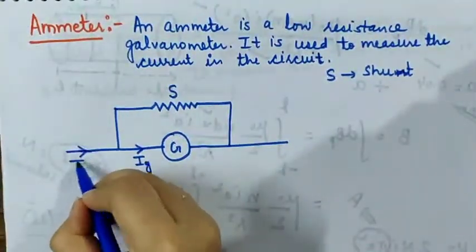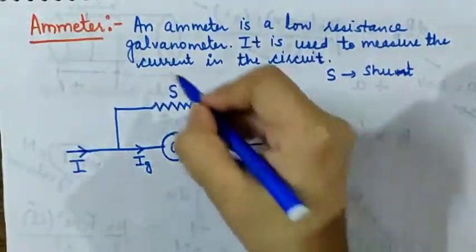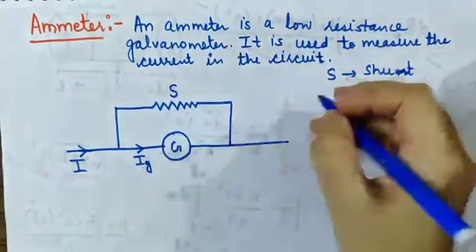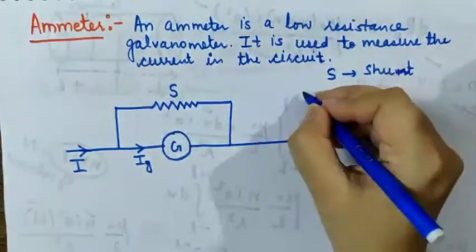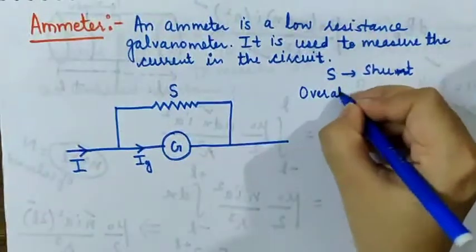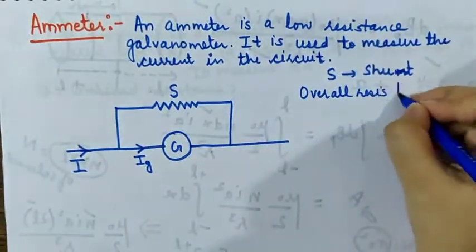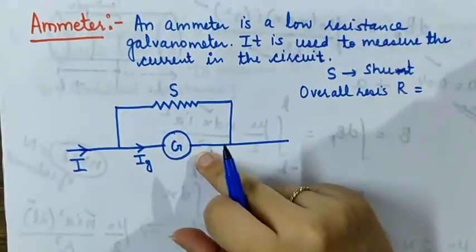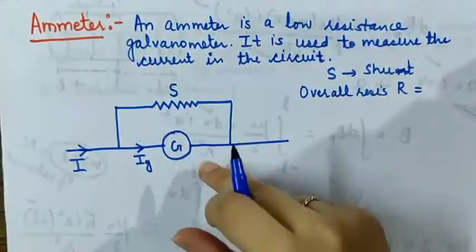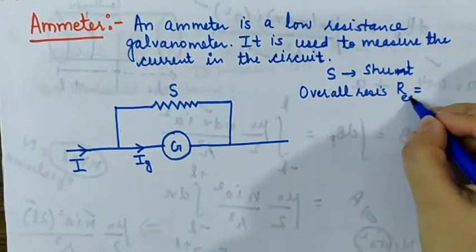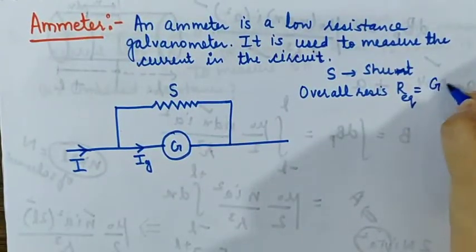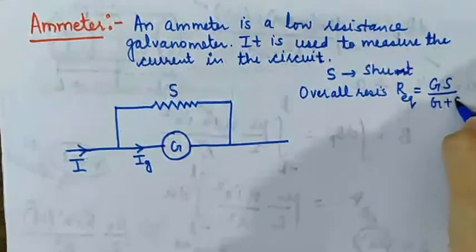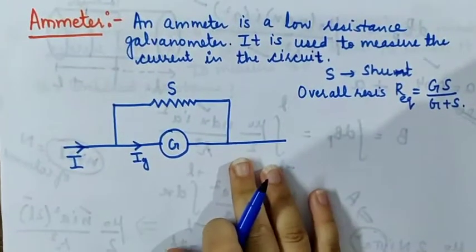Now, as the current increases, the overall resistance of the device has been reduced. What will be the overall resistance? It will be the parallel combination. Overall resistance can be represented by R, and it is the parallel of these two. How do we calculate equivalent resistance in parallel? It is product upon sum, GS upon G plus S. So this is the overall resistance of this device.